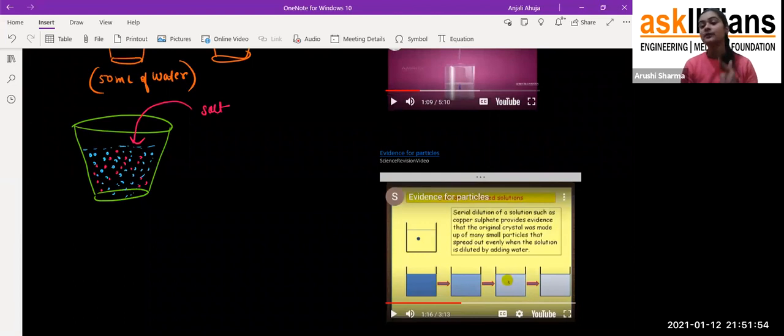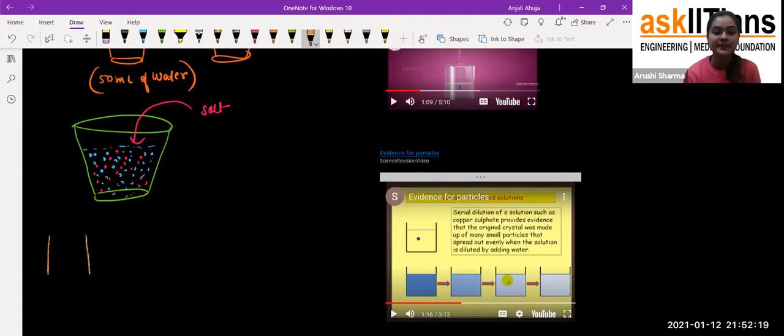You can also do this experiment at home. You can take watercolor, which we use for drawing. In one beaker or glass, you can take half a glass of water, and you can put one drop of the color into it. Fine. Students, I'll just show you how you can do it.